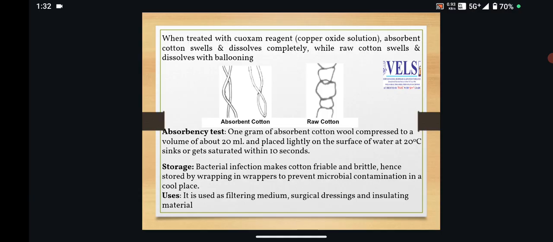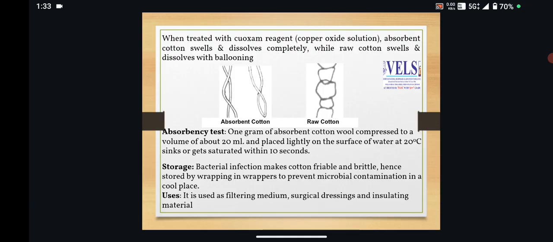For that, 1 gram of cotton was taken and put in 20 ml volume of water, placed in 2 separate beakers. When it is absorbent cotton, it will absorb the water and sink to the bottom of the container. Whereas raw cotton does not absorb the water because of the fatty cuticle. It floats on the water surface, which can be used as a simple test to differentiate raw cotton from absorbent cotton. Storage: cotton can be stored in a double wrapped cover to prevent microbial contamination.